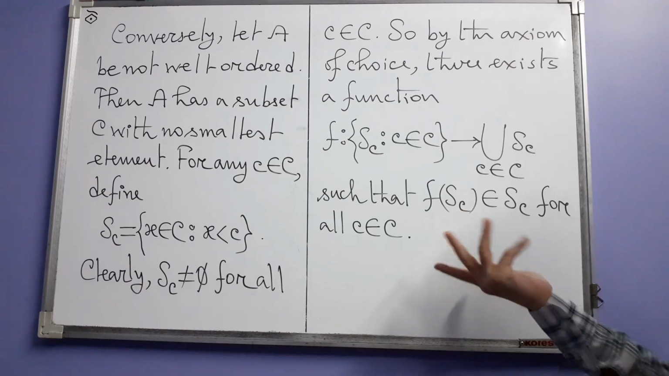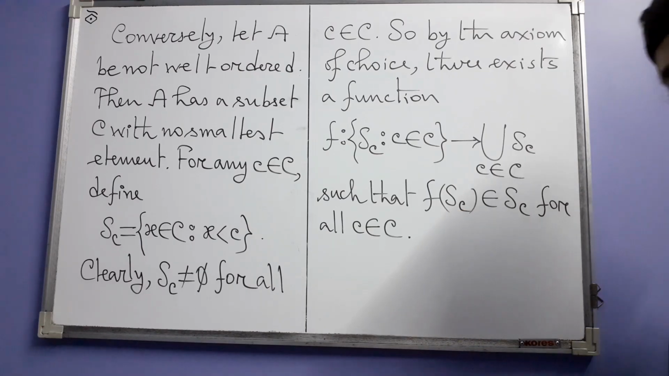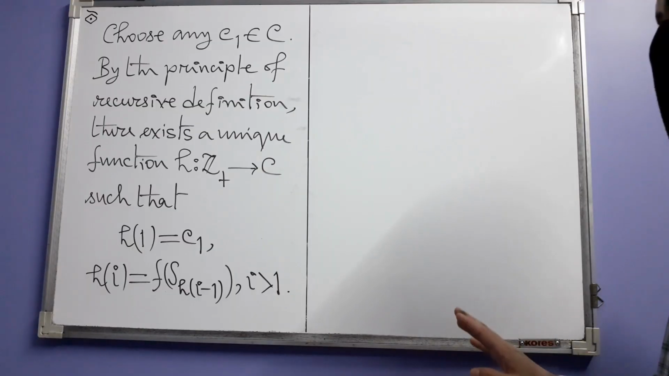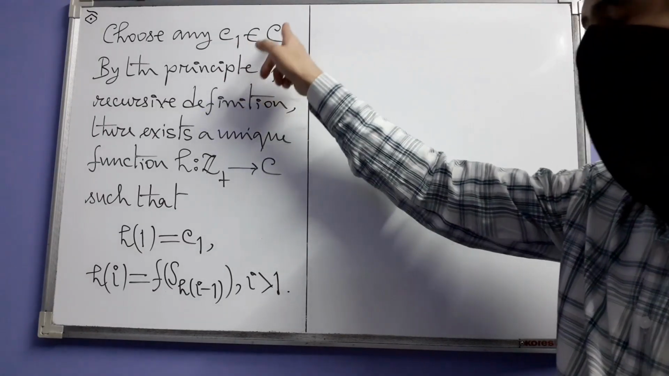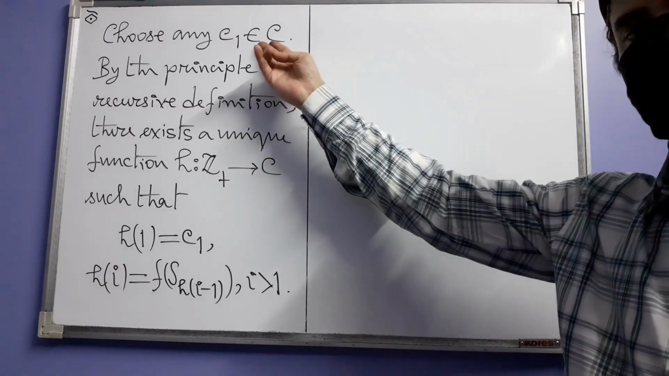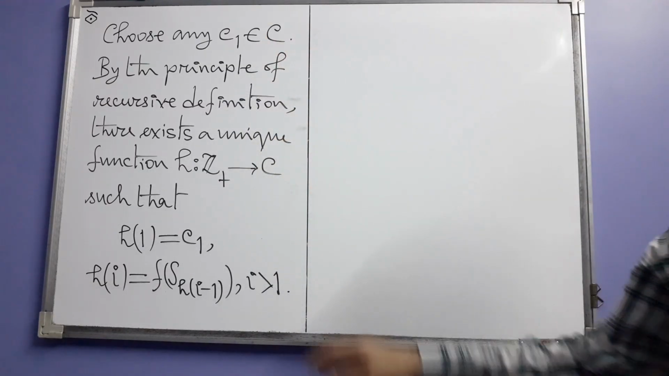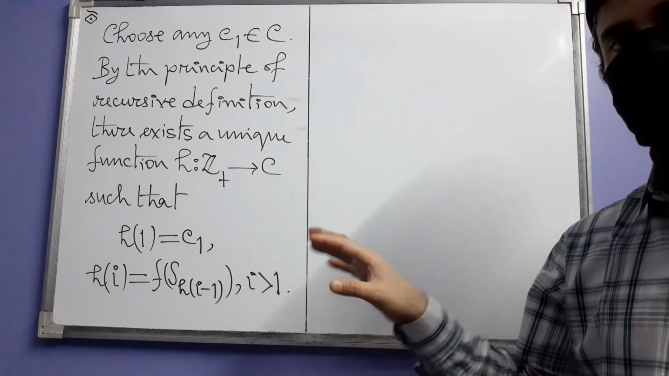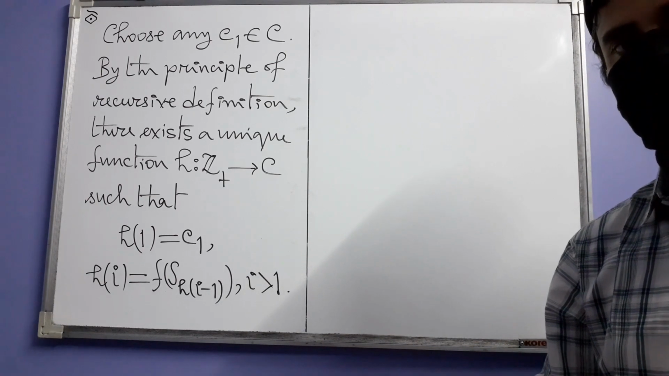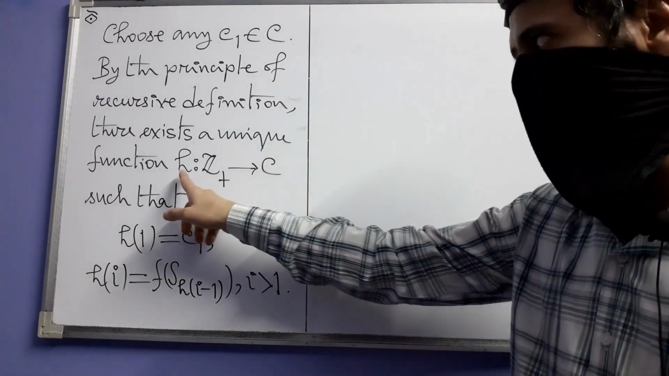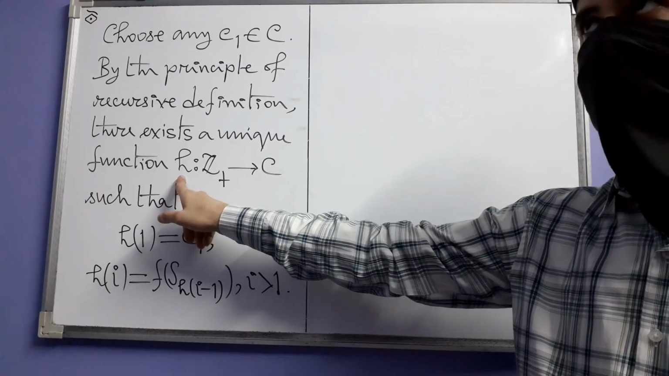Now how can we use this f? Let's see. After having that f, next we choose any element C1 in C. That we can of course do because our set C is non-empty. And then by the principle of recursive definition, there exists a function which is a sequence actually, a sequence of elements in C, and that sequence is the H.